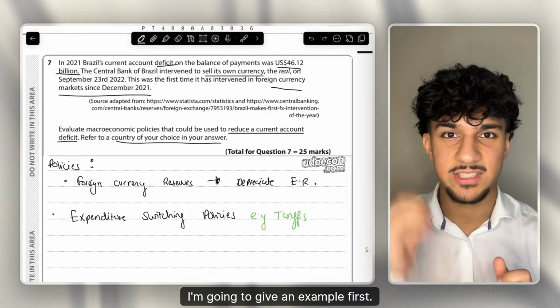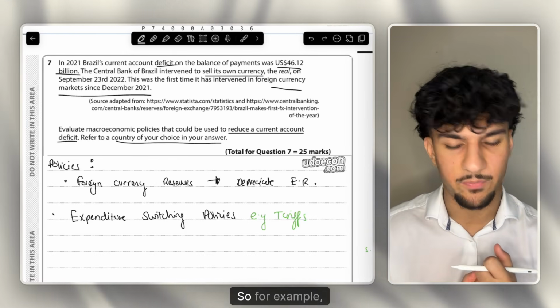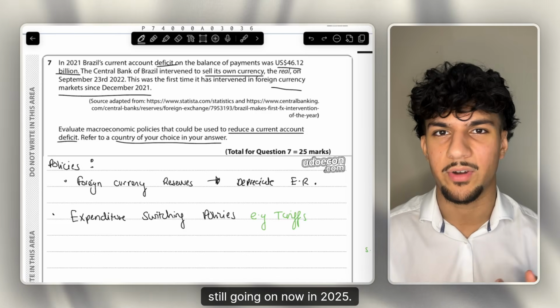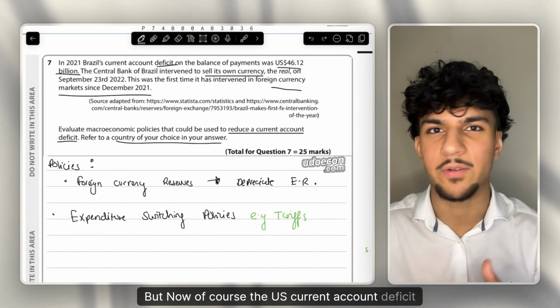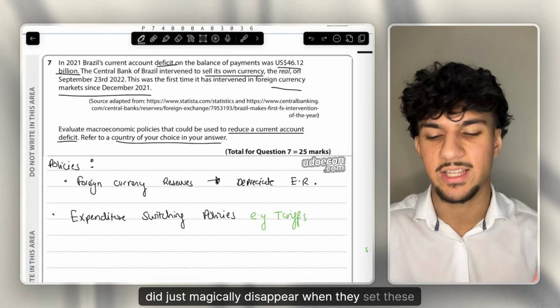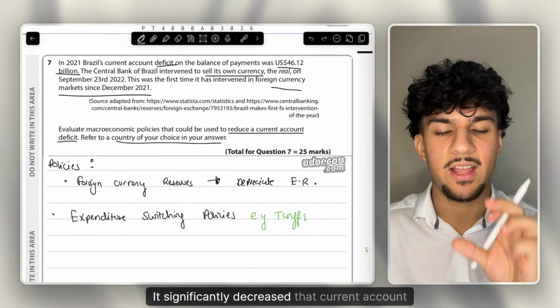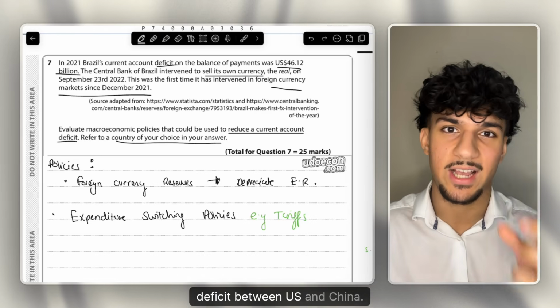I'm going to give an example first: state your point, then application. So for example, a great example of this is the US-China trade war, still going on now in 2025. Now, of course, the US current account deficit didn't just magically disappear when they set these tariffs, but it significantly decreased the current account deficit between the US and China.